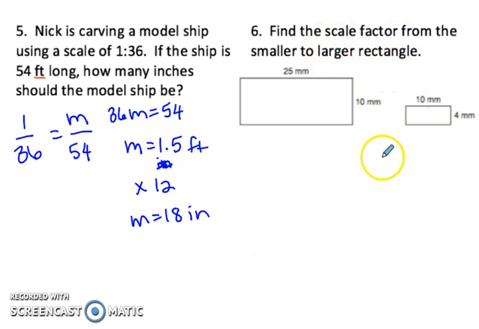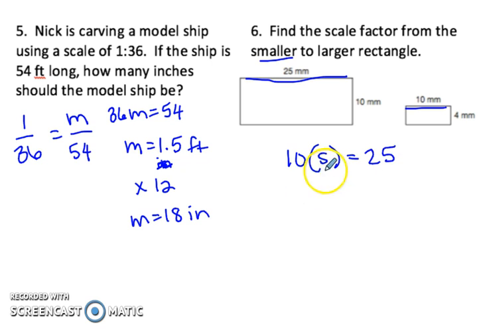This one you're finding scale factor from the smaller to the larger. So if I'm starting with the smaller, I've got to go over here to start. So you pick a set of corresponding sides. I'm going to pick these. So I want 10 times my scale factor to give me the larger one. Divide by 10, and your scale factor is going to be 2.5. There you go.